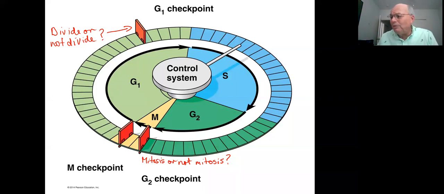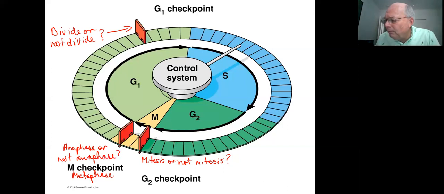There's one more checkpoint called the M checkpoint. This is the metaphase checkpoint. And here it's anaphase or not anaphase. And again, there is an internal checkpoint or internal self-check run.